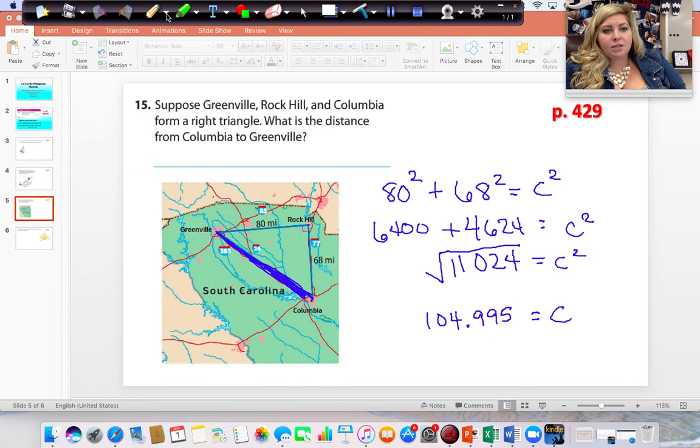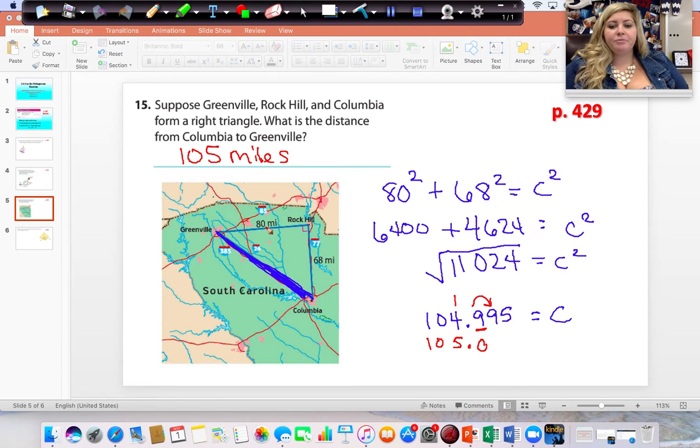Okay, when we are rounding to the 10th place, I like to underline the place value that we're rounding to and look back at the number behind. This 9 is enough to bump this 9 up. So this 9 is going to become a 10. So put our 0 down, add your 1 to the next column. 1 plus 4 is 5. So instead of 104.99, it is now going to be 105.0. So 105 miles in between Columbia and Greenville.